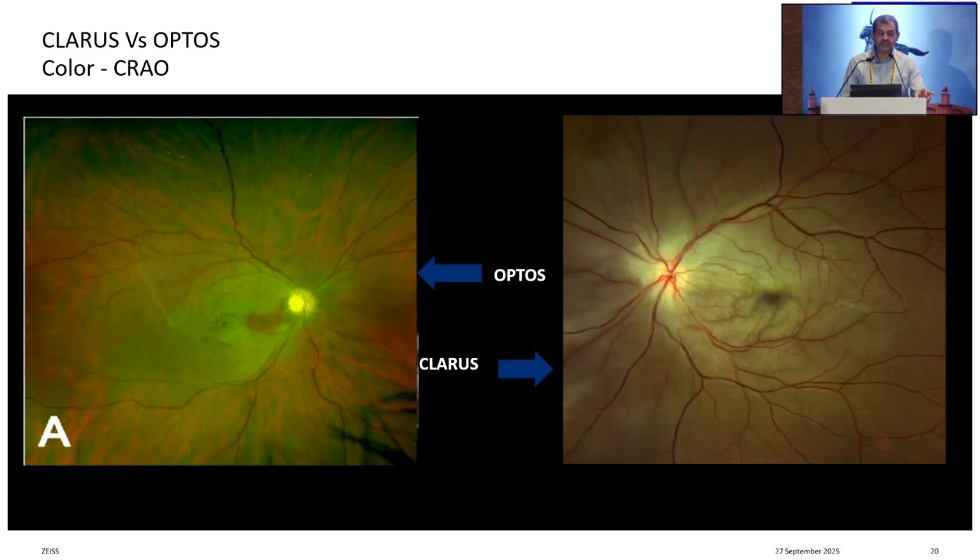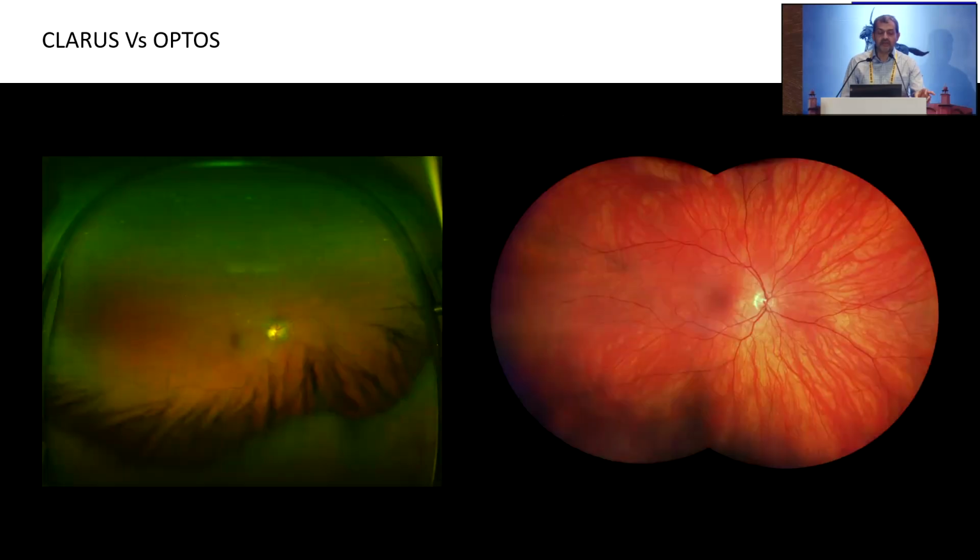The picture of CRO, you see the whiteness on the true color image is what we are more used to seeing. And here in the other machine, there are a lot of eyelashes which come into play, but not in this machine, and you get beautiful pictures.